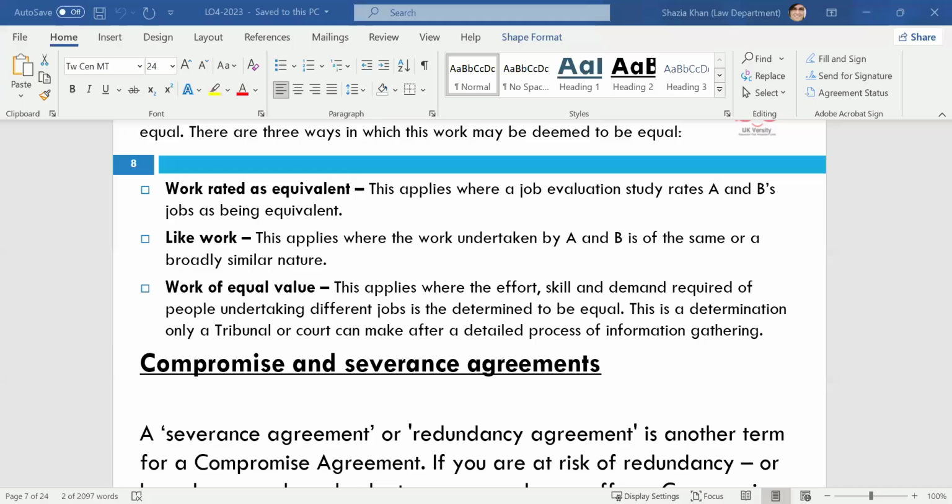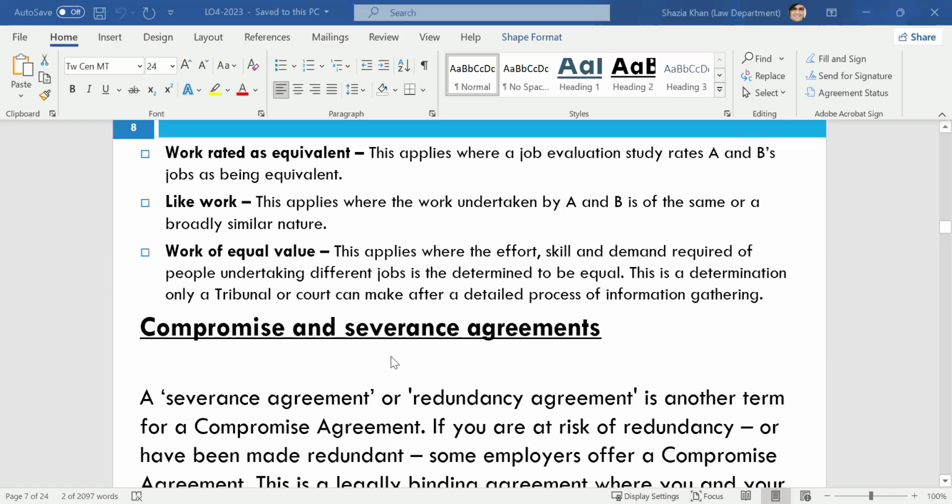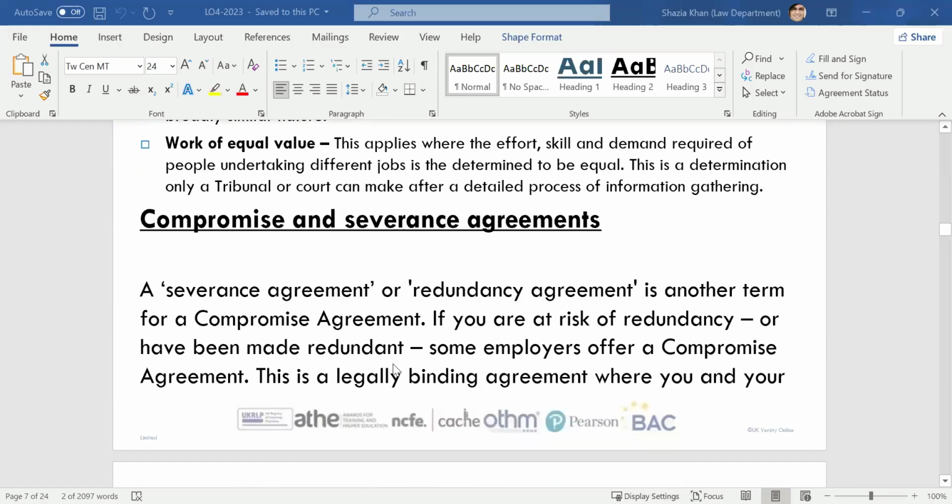Key aspects is, like we mentioned, that it's work rated as equivalent, or it could be like work that they do the same job. And obviously, Equality Act 2010 looks at including pay for equal work, and if they're doing the same work, they need to identify that they're doing the same work and be able to prove that. The next one is compromise and severance agreements.